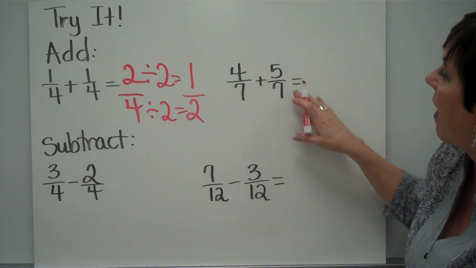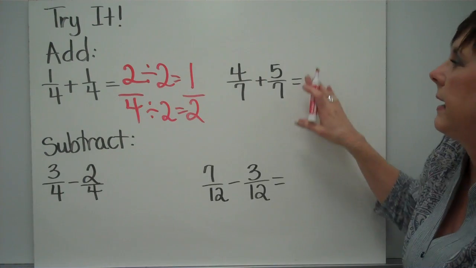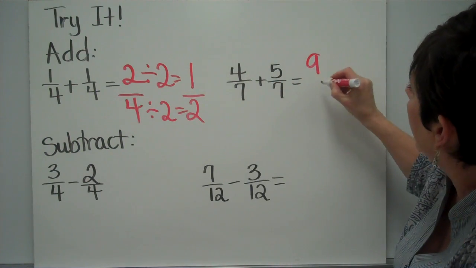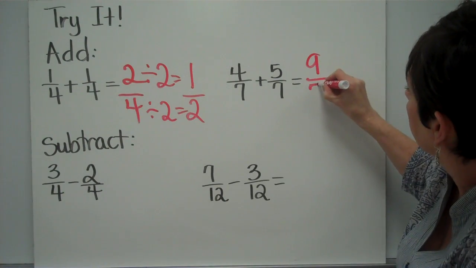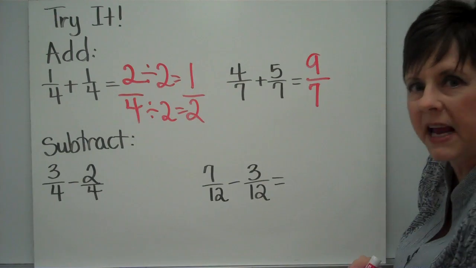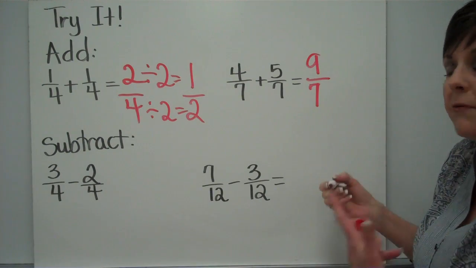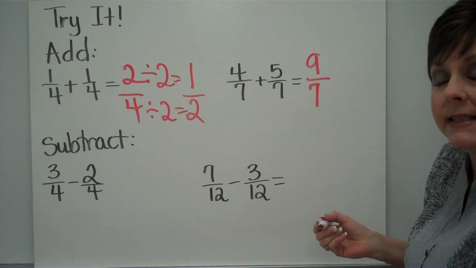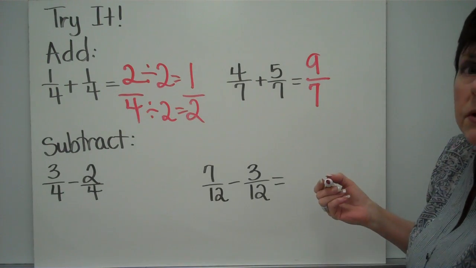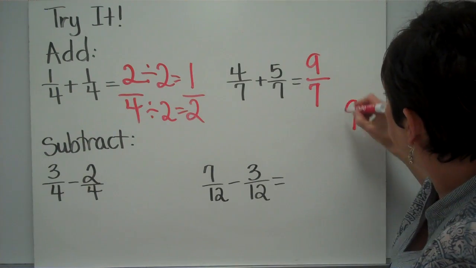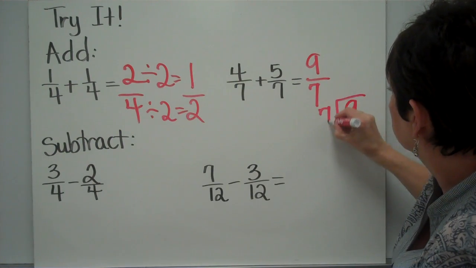4/7 plus 5/7. Okay, let's see. 4 plus 5 is equal to 9. And then 7 on the bottom. Can we leave this in the same form? No, can't leave this in the same form. This is an improper fraction because the top number is bigger than the bottom number. How do we simplify that? What we'll do is we'll divide. So we'll say 9 divided by 7.